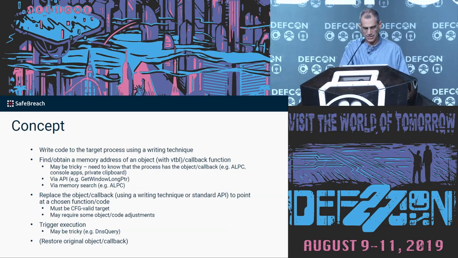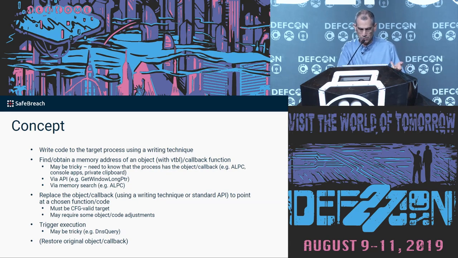Some objects only exist if the application has a private clipboard. And this finding or obtaining can be done via a standard API like GetWindowLongPtr or via memory search, as is the case with ALPC. Then we replace this object or callback to point at our desired execution point, which must be a CFG valid target because Windows will check each and every one of those execution techniques. In every one of them, CFG is checked. And it may also require some adjustments to the object or to the code.